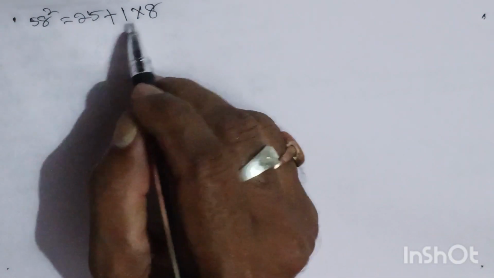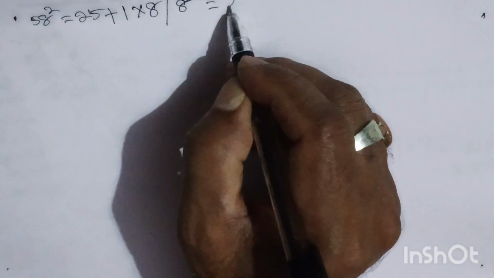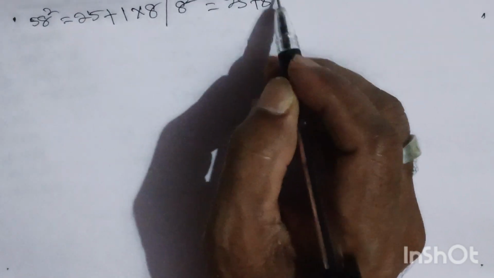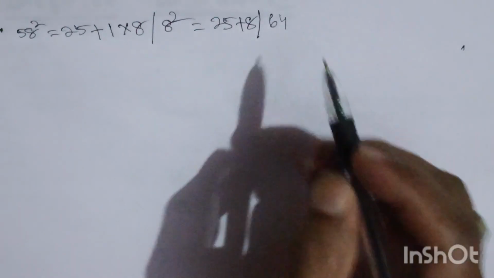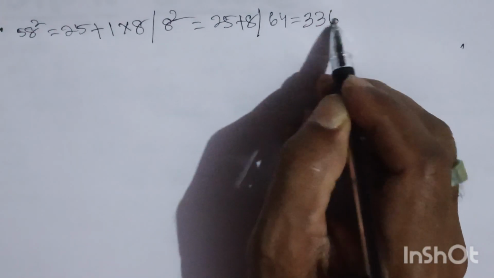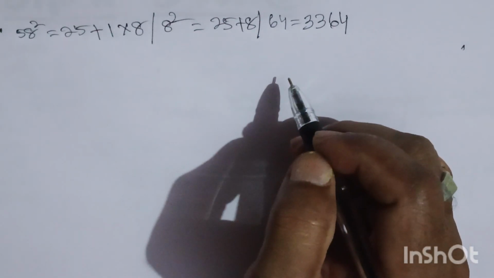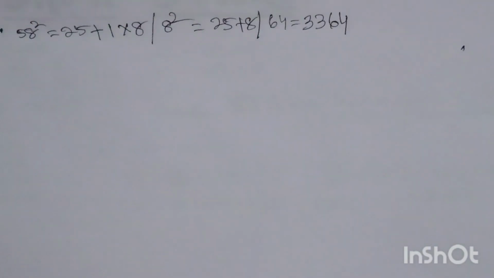So 25 plus 1 into 8 oblique 8 square. Hence the number is 25 plus 8. So 25 plus 8 oblique 64 is equal to 33, 64. So the square of 58 is equal to 3364. In this way, you can find out the square of numbers by using first level number.